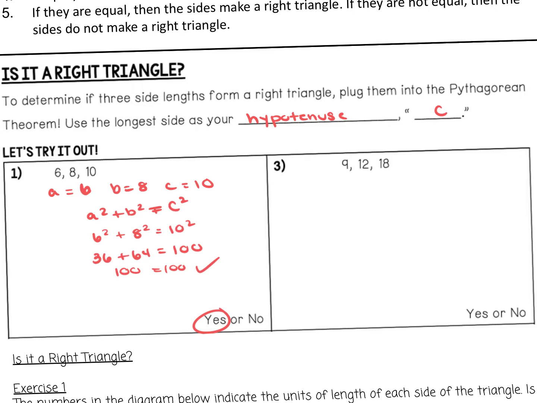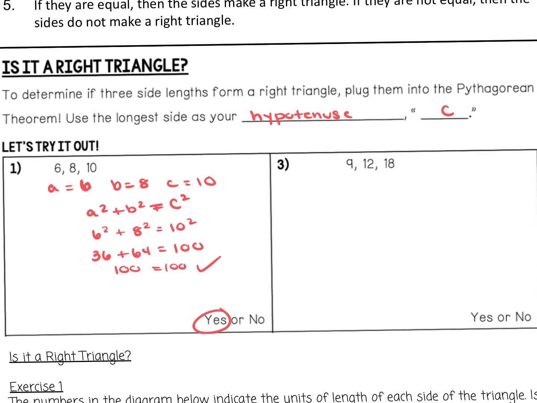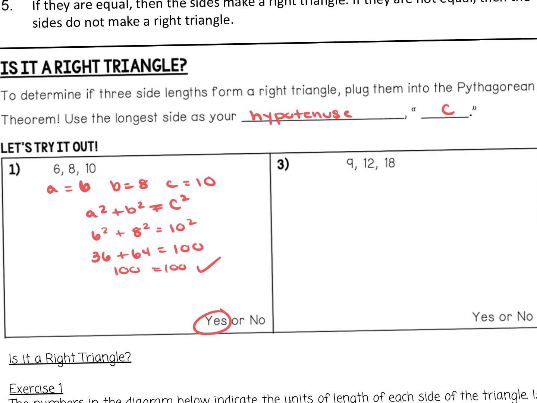So I have 9, 12, 18, and let's just look at it. Sometimes it will not be in order. Sometimes you may be given 9, 18, 12, so you just have to pay attention. So I'm going to have my A is equal to 9, my B is equal to 12, and my C is equal to 18. So I have 9 squared plus 12 squared is equal to 18 squared. And I forgot to write the Pythagorean theorem, which is A squared plus B squared equals C squared.